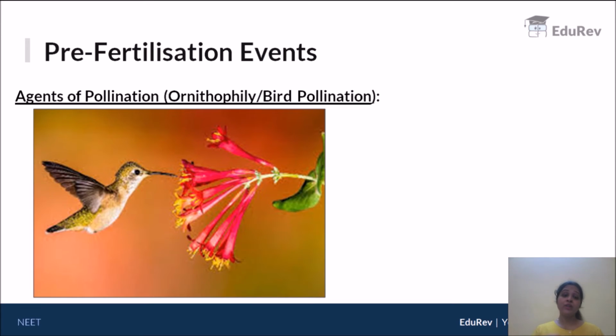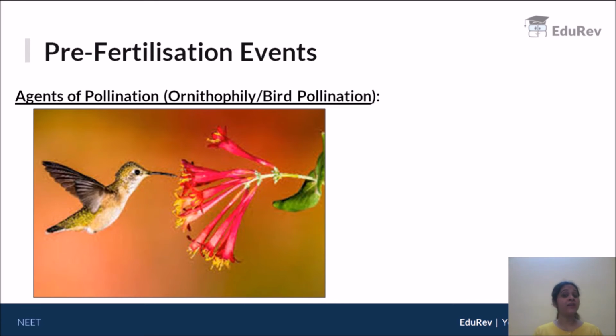Now, let's look at ornithophily, or bird pollination. If you look at the flowers, first of all, they are a little tubular. If you look at the figure given to you, the flowers are a little bit tubular, okay? When we talk about bird pollination, we are mainly referring to hummingbirds or sunbirds. They've got elongated beaks, so you need tubular flowers. Now, you will find that these flowers are much more brightly colored as compared to insect pollination. That's the first thing that you need to remember.